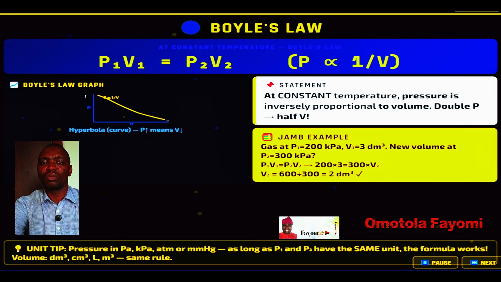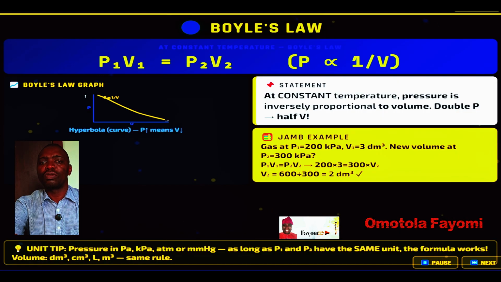You can also plot P against 1 over V. That gives you a straight line through the origin. Both graphs appear in JAMB. Let me work this example. A gas at 200 kilopascal occupies 3 cubic decimeters. Find the volume when pressure is 300 kilopascal, temperature constant.